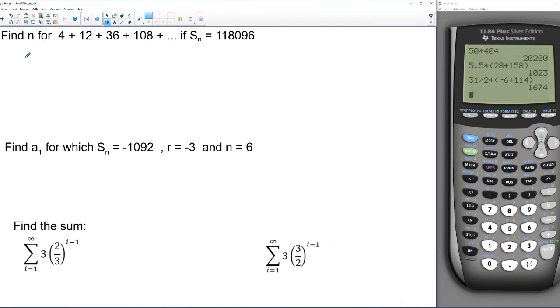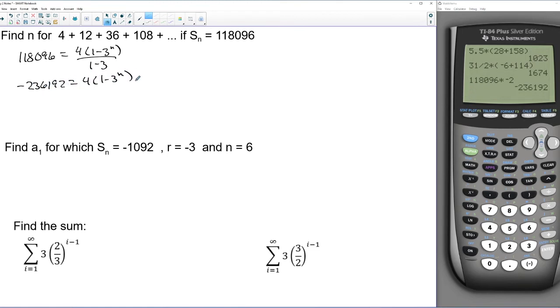Find n for 4 plus 12 plus 36 plus 108 if S sub n is 118,096. Find n. S sub n, 118,096, is equal to a sub 1 times 1 minus r to the n over 1 minus r, where r is 3. Well, let's take 118,096. Let's multiply by -2. We have -236,192 is equal to 4 times 1 minus 3 to the n. So we're going to divide this by 4. So we have -59,048 is equal to 1 minus 3 to the n.